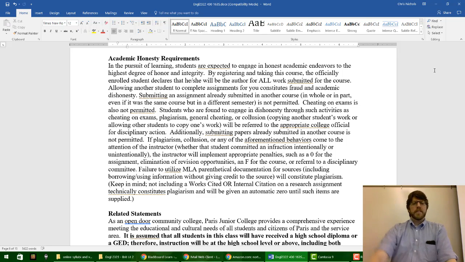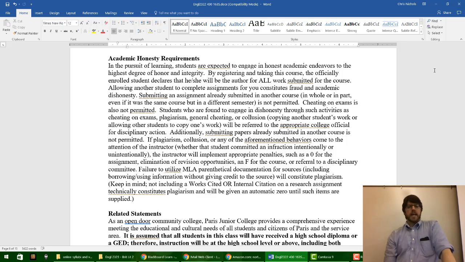Okay. So if those things happen, I'll implement the appropriate penalties, such as a 0 for the assignment. So you might not get a chance to revise that if that's the case. Elimination of revision opportunities. I just literally said that. An F for the course. Or referral to disciplinary committee.